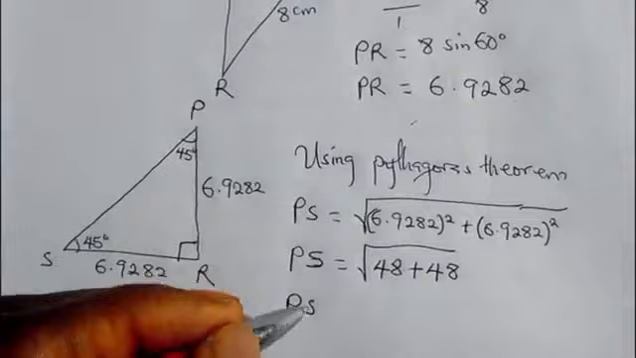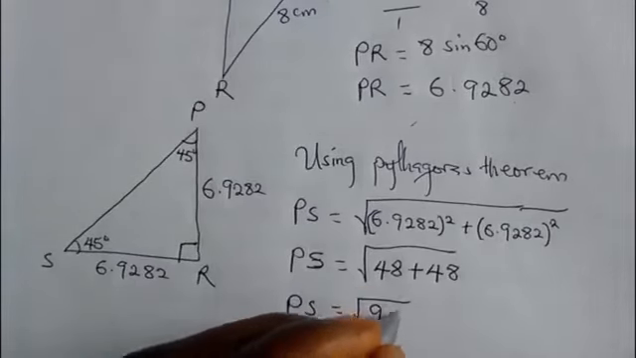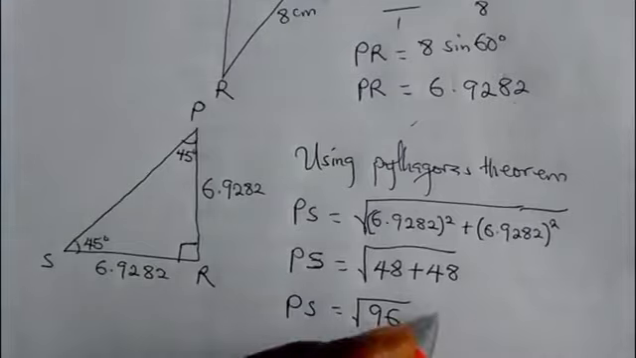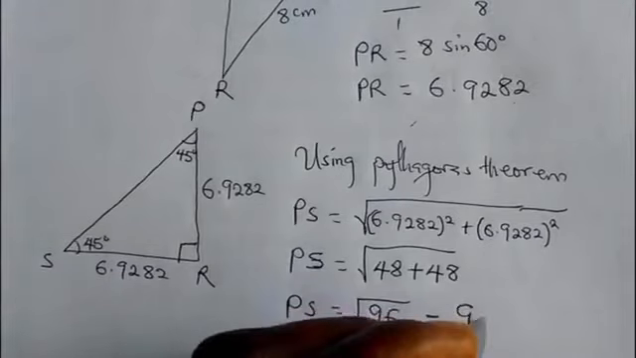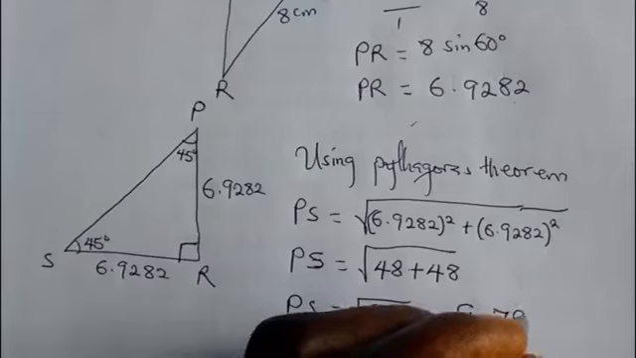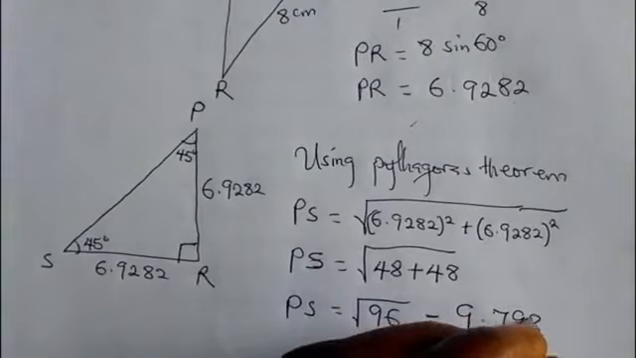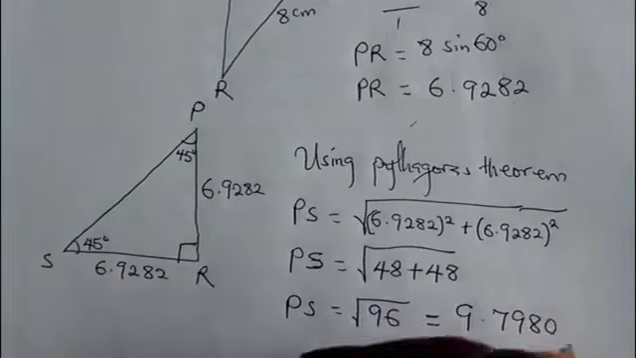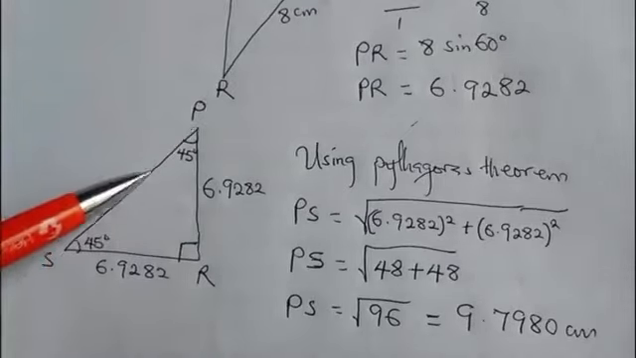PS will be equal to the square root of 48 plus 48, we have 96, and the square root of 96, we are going to have 9.7979, and it continues. So the approximate value to 4 decimal places here is going to be 9.7980 centimeters. So if we are to round this up, we are going to have 10 centimeters for PS.